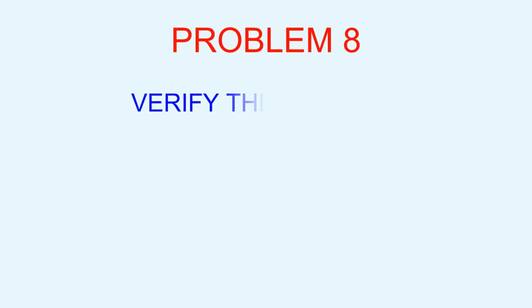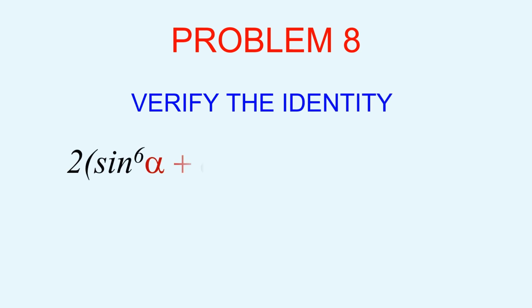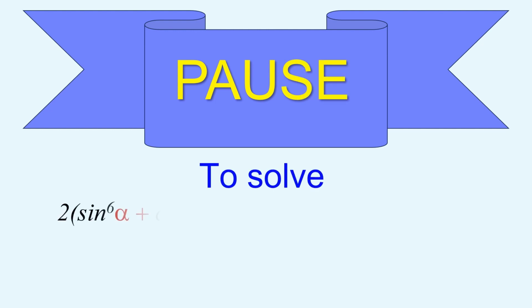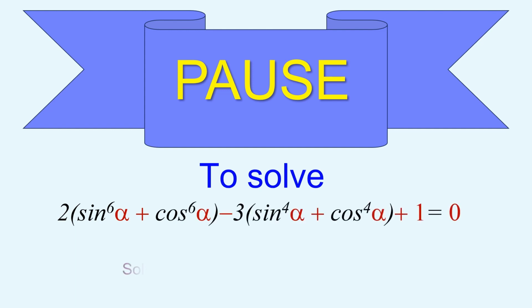Problem number 8. Verify the identity. 2 times whole of sine of alpha to the power of 6 plus cosine of alpha to the power of 6 and minus 3 times of whole of sine of alpha to the power of 4 plus cosine of alpha to the power of 4 plus 1 is equal to 0. Pause now if you want to solve it by yourself. However, the solution is given in the later part of this video.